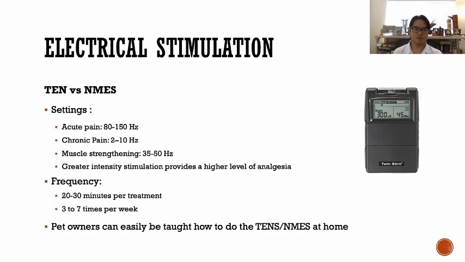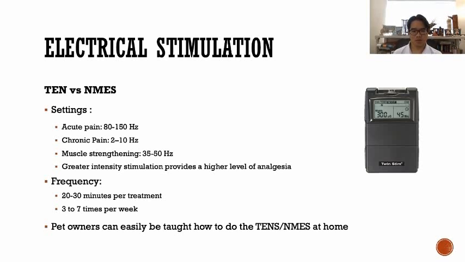Electrostimulation. By now you should be able to differentiate TENS and NMES, right? So TENS, again, is for pain control. So it depends on what kind of pain it is. You select different frequencies. For acute pain, we recommend 80 to 150 hertz, which is a higher frequency. For chronic pain, we use a lower frequency, 2 to 10. Some books say it is 2 to 20. Okay, it doesn't matter as long as it is lower than 20 hertz.